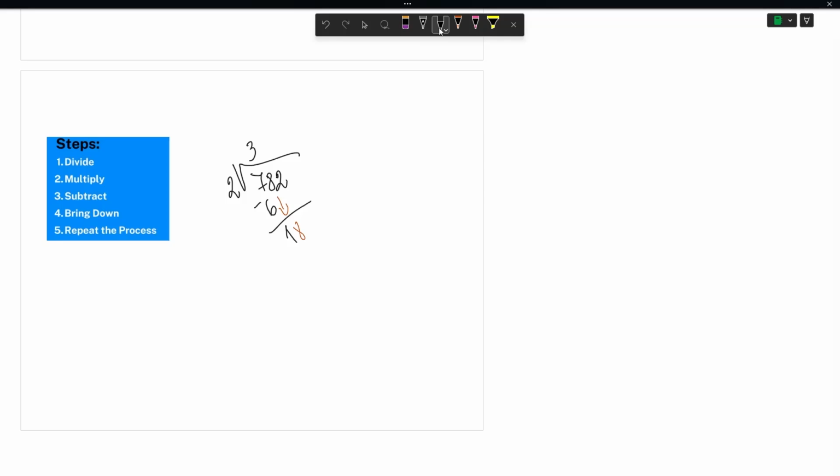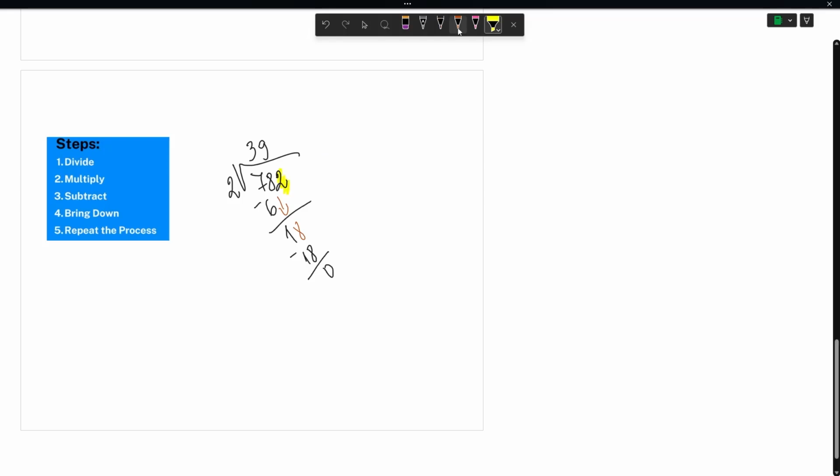How many times can 2 go in 18? It can go 9 times. Then we have multiply. 9 times 2 is 18. Then we have again subtract. 18 minus 18 is 0. And then we have one more number left here, which is 2.